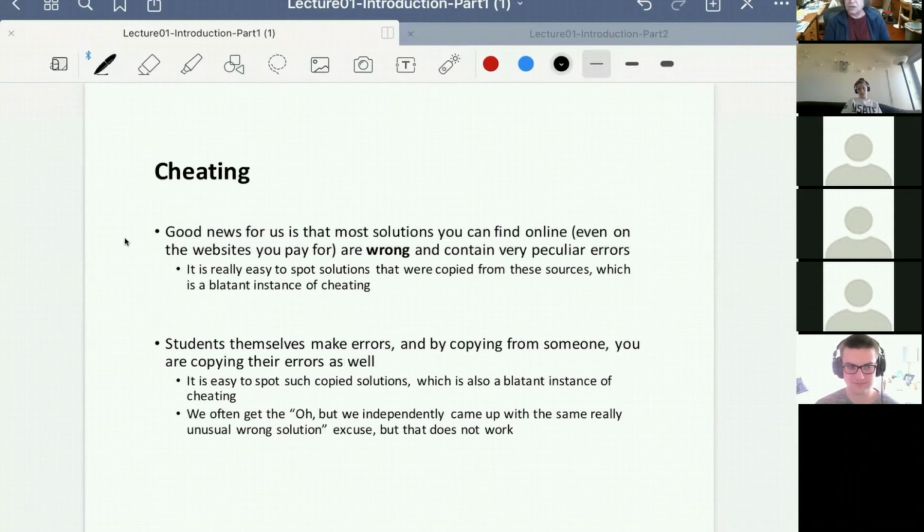Students would make mistakes frequently by copying from someone else. You're copying their errors. So don't do it. I know that under the pressure of the semester, it looks like a tempting thing to do sometimes, but don't do it. It's not worth it.